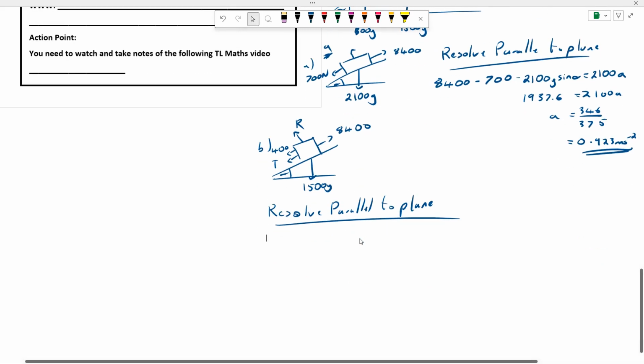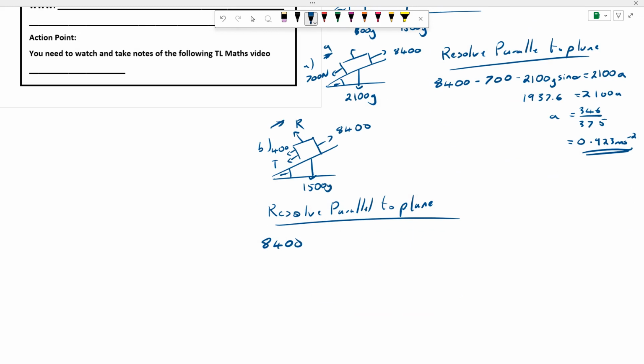And I'm going to jump into it. So going up, I've got 8,400. Again, I'm going to work in a direction that's accelerating, which is up the slope. Down, I've got 400, I've got the tension, and I've got the 1,500 g sine alpha, equals 1,500 a, which I know is 346/375, which isn't going to be a nice number.